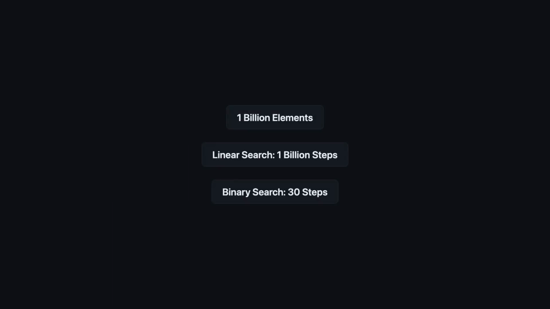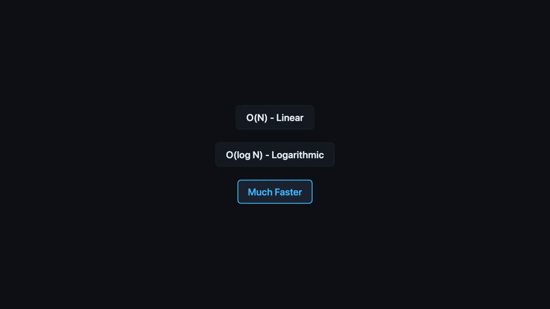To illustrate, for an array with 1 billion elements, 10 to the 9th, linear search might take 1 billion steps. Binary search would find it in about 30 steps. That's the enormous difference between linear and logarithmic growth. Binary search is a game changer for searching in sorted collections. To summarize binary search, it requires sorted data, uses a divide and conquer approach, and repeatedly halves the search space to achieve O of log n efficiency.